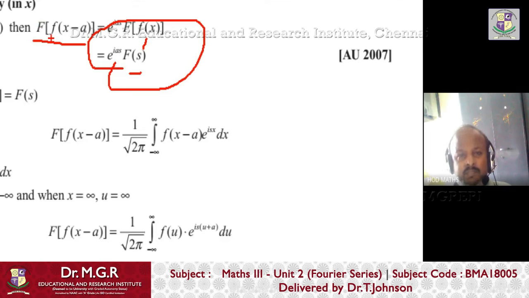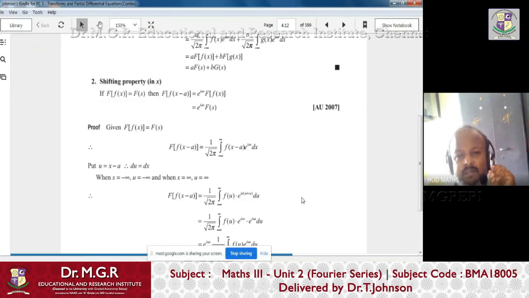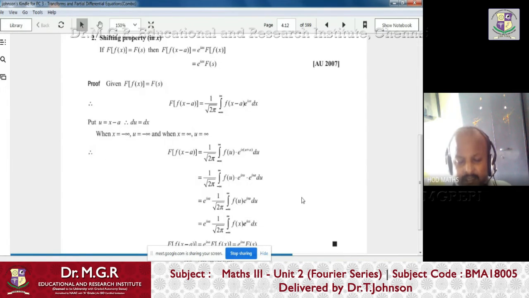So if you want to find the Fourier transform of f of x minus a, simply find the Fourier transform of f of x that you know already, right? And then multiply with e power minus ias. That will be the solution. But how? The proof is very simple, right? You just write it as it is.